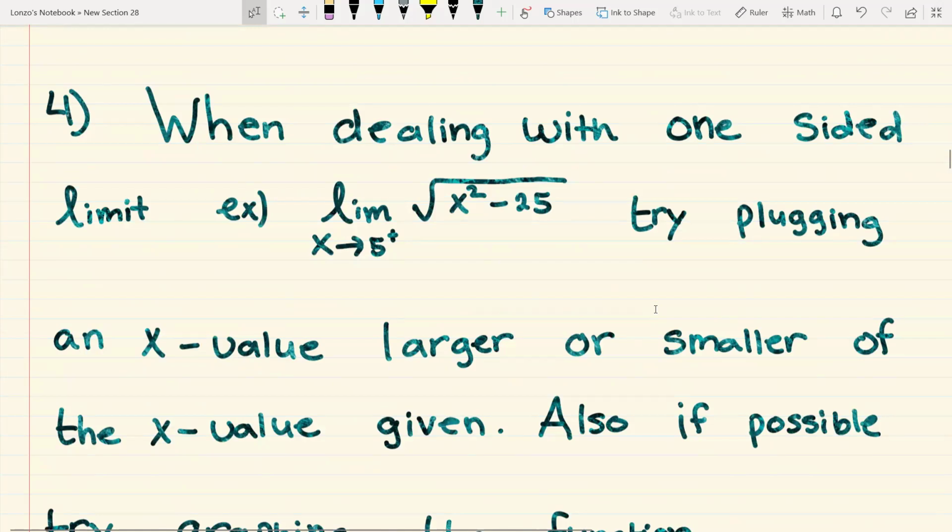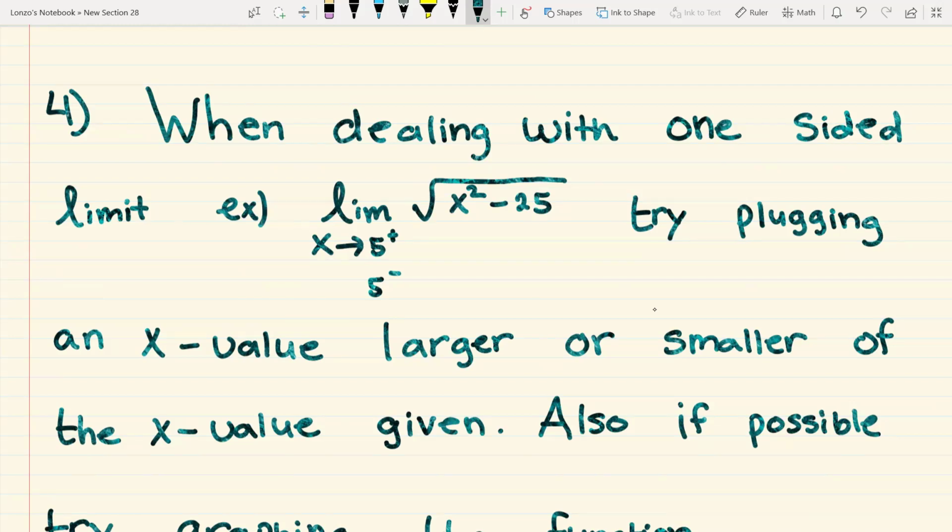Then what if you're dealing with one-sided limits? A one-sided limit is when your x value has that plus sign or minus. So if you see that plus or minus, for example, limit as x approaches 5 and then you have a positive, that positive sign just means it's 5 from the right. If it was 5 with a minus, this does not mean negative 5. It means 5 from the left.